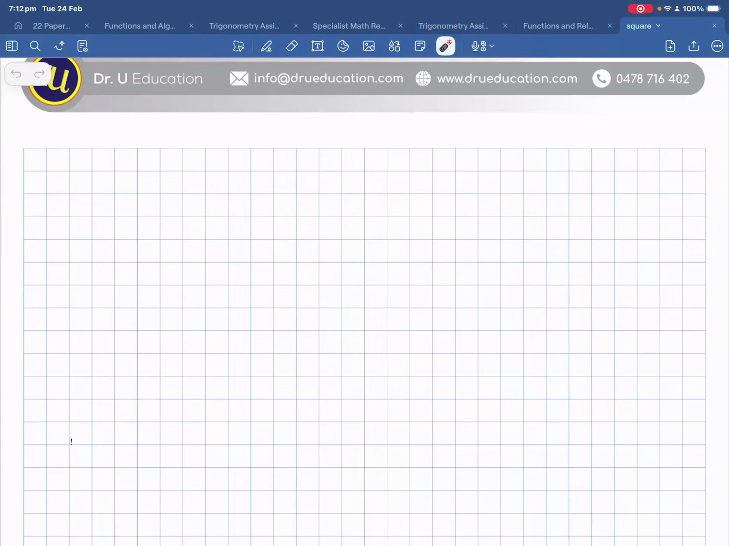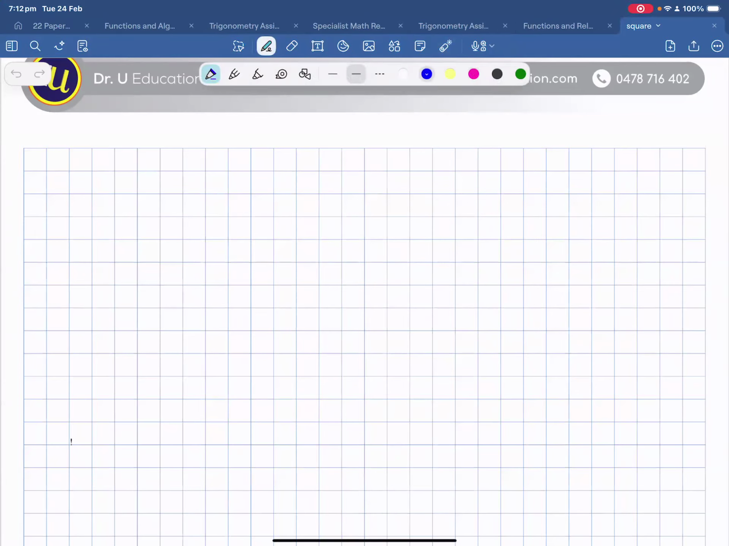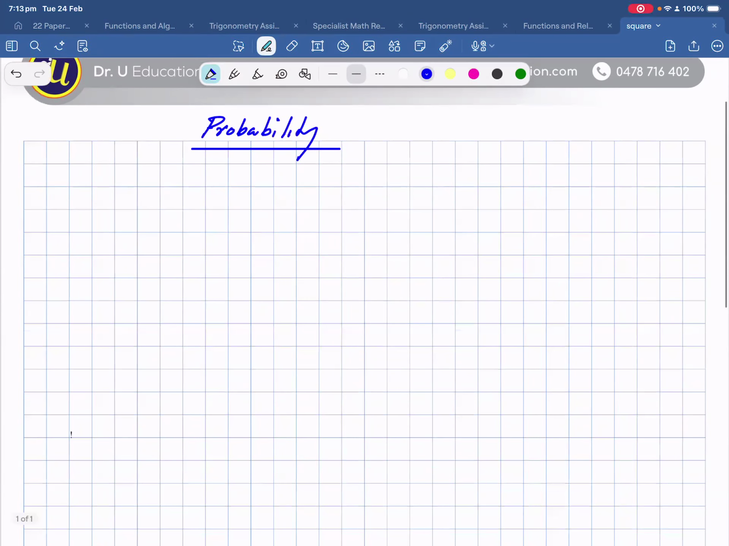So I'm going to discuss probability. Okay. Now listen to me carefully. So first of all, I'm going to pay attention to Venn diagrams.